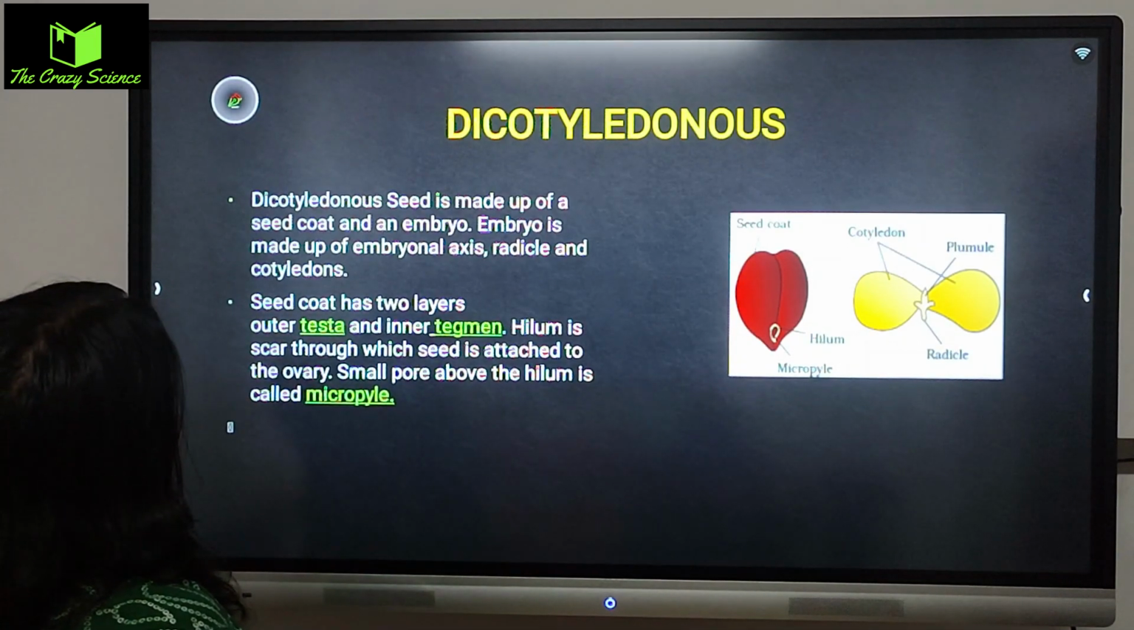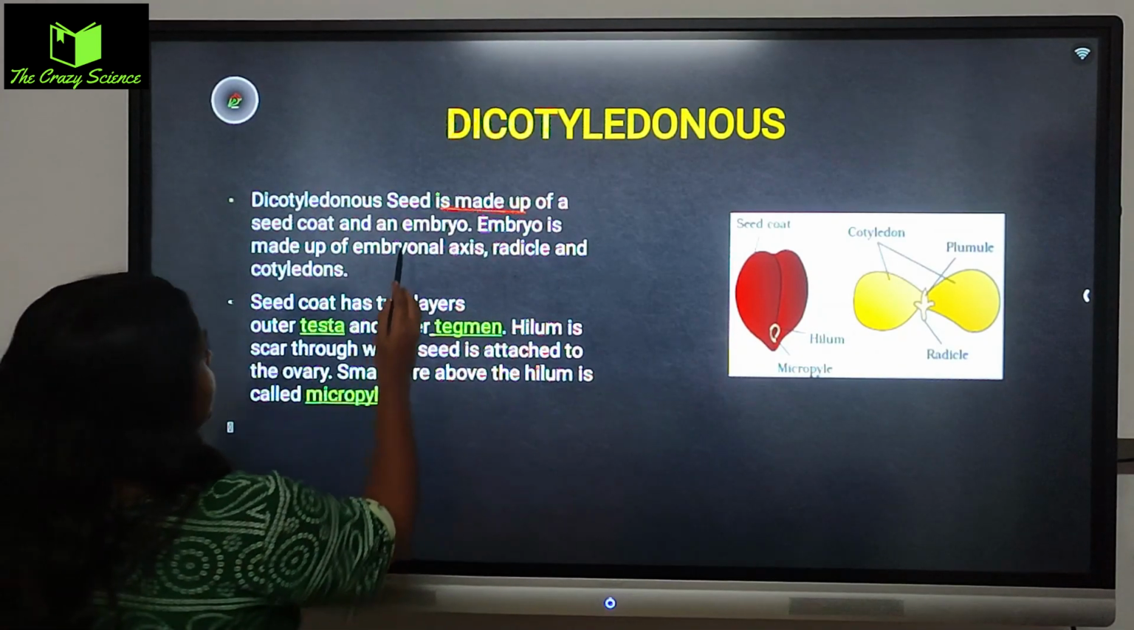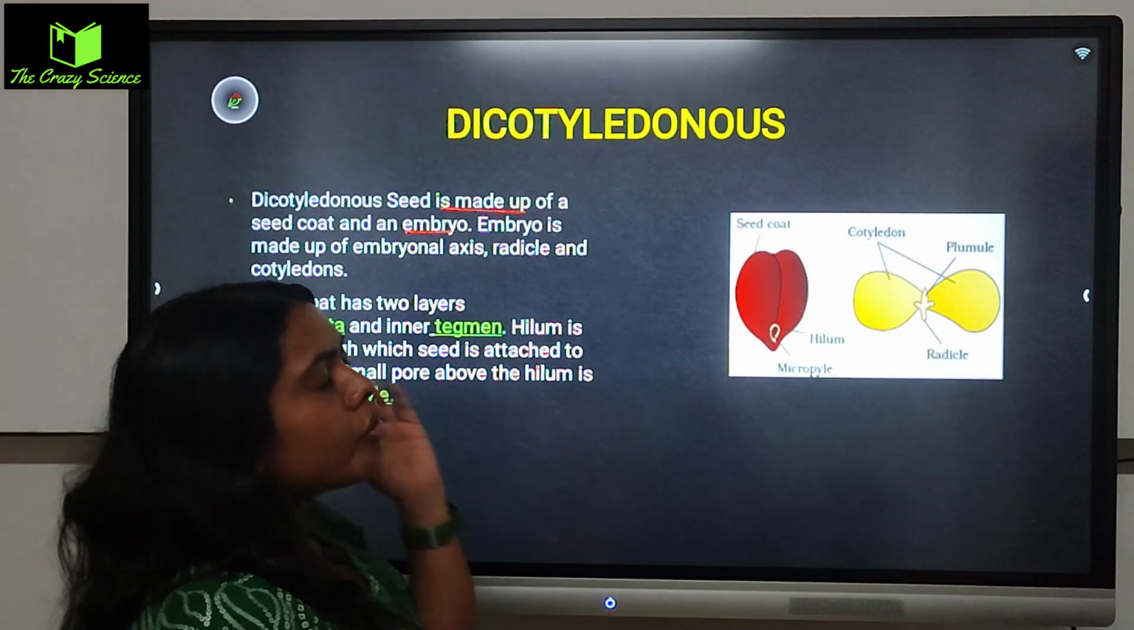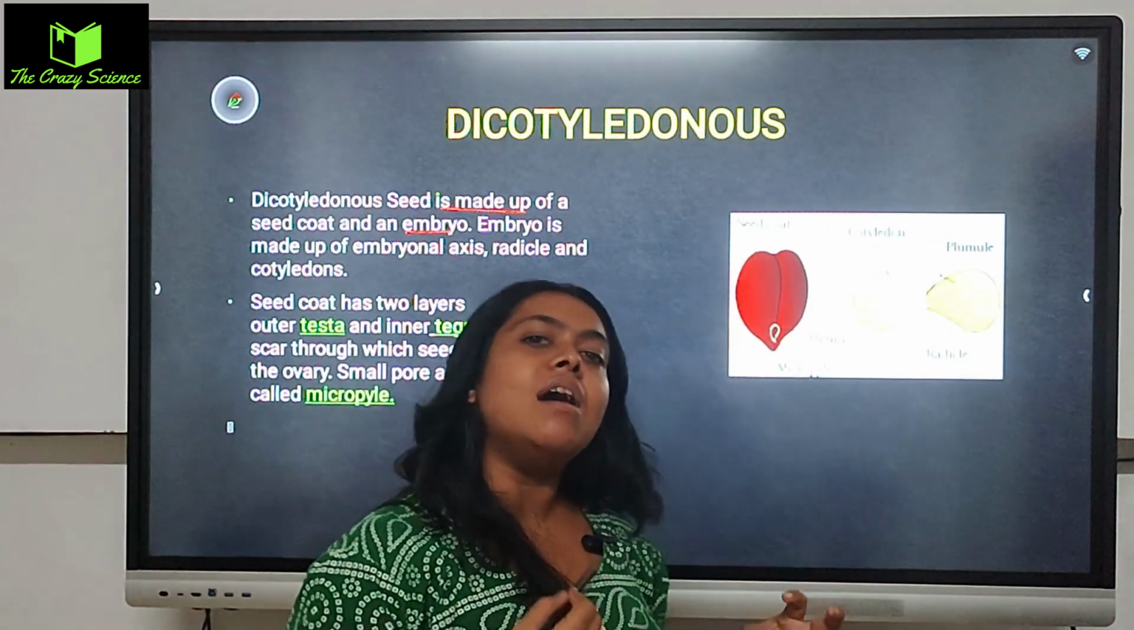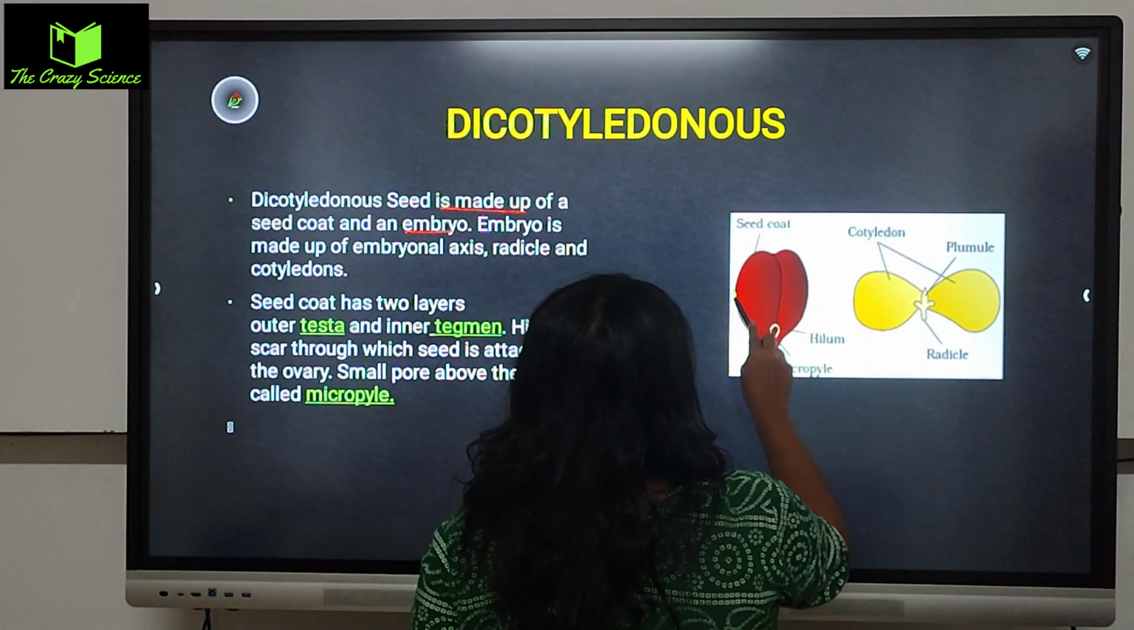Okay, so dicotyledonous seeds are made up of a seed coat and an embryo. So the seed coat means they're talking about the seed and its outer covering. That is it. Its outer covering, they are talking about it.